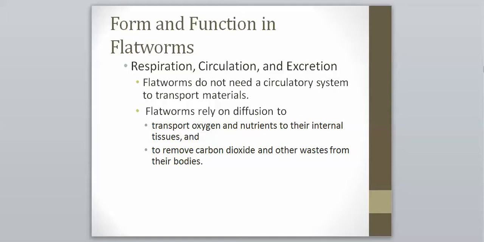So flatworms do not need a circulatory system to transport materials, because they rely on diffusion. They rely on diffusion to transport oxygen and nutrients to their internal tissues, and they also use it to remove CO2 and other waste from their bodies. So it simply comes and goes as it needs to, from an area of high concentration to an area of low concentration. That is how diffusion works.